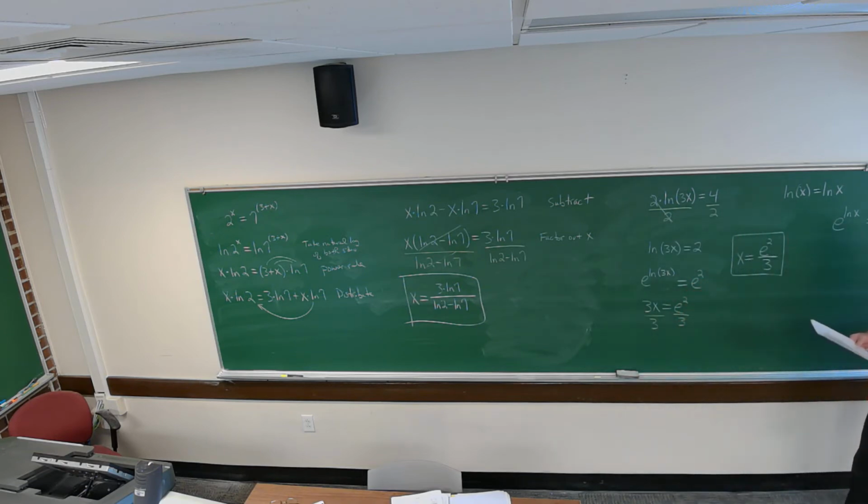To get your decimal answer using your calculator, you have an e to the x key. You raise e to the second power, divide by 3. There's your decimal answer.